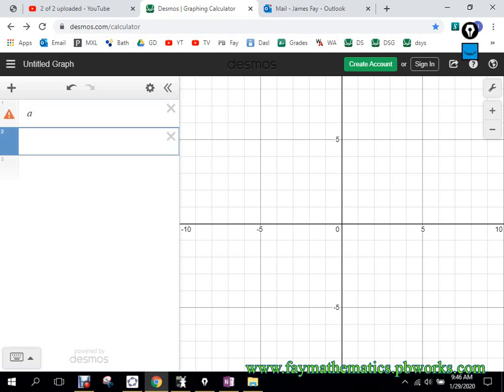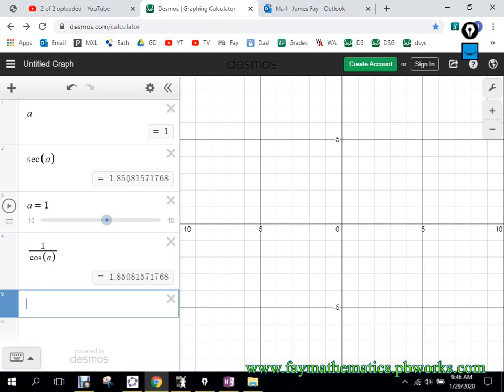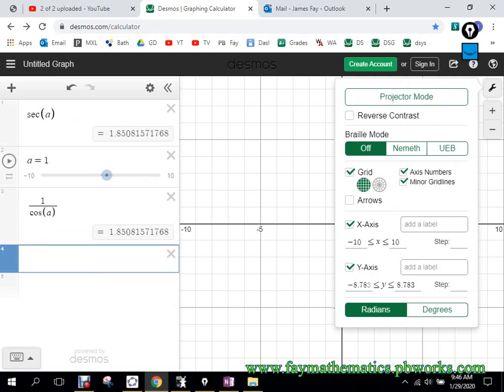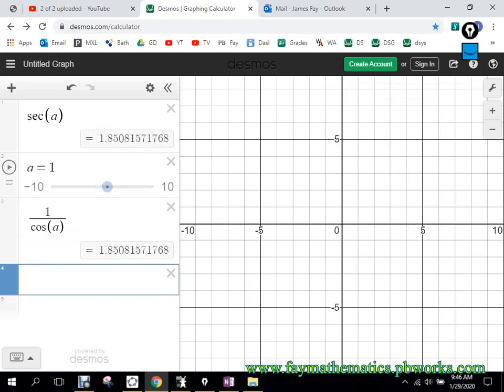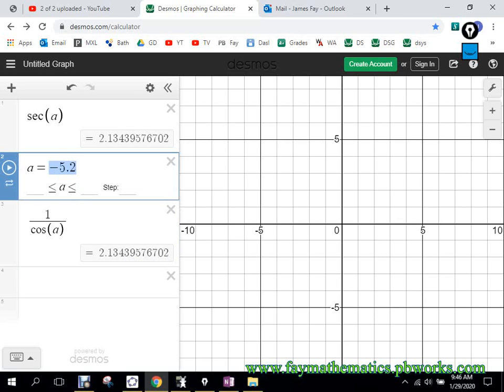So I'm going to say secant of A, and 1 over cosine of A. All right, so those two values are the same, right? Left-hand side, right-hand side are the same when A is 1. It doesn't matter what A is. No matter what you type in, they're going to evaluate to be the same thing all the time. Does that make sense? That's an identity.